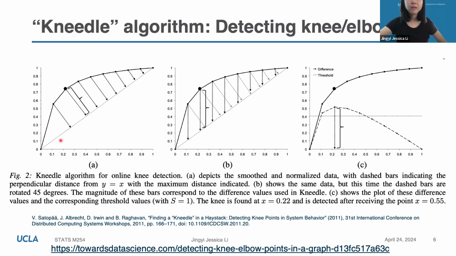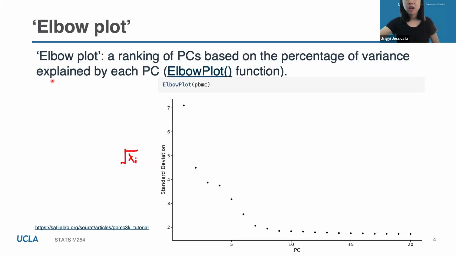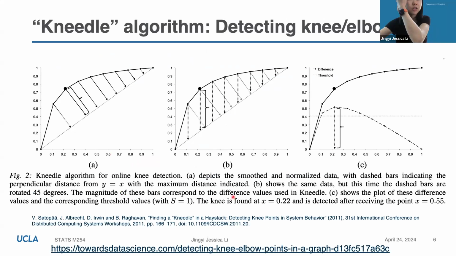But in a mathematical sense, we call this a concave function, and we call this a convex function, right? So if it's a convex function, we look for an elbow. If it's a concave function, goes upwards, we look for the knee.